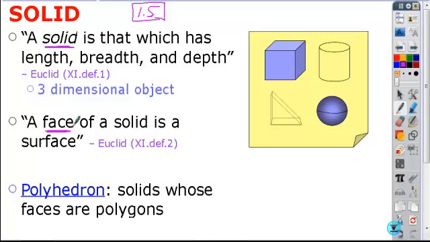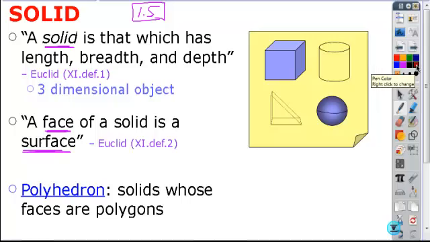The faces of a solid are just the surfaces. So you'll see the word surface, you'll see the word face, you'll also see the word base. A base is just a more specific name given to one of the faces or surfaces of a solid. And then finally, terminology-wise, there are really 2 types of solids that we're going to focus the most on.